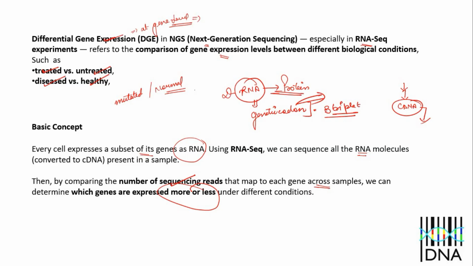In differential gene expression, we target the RNA. First, we isolate the RNA, then we convert this RNA into cDNA, then we perform the sequencing, then NGS. Then we analyze this result with the help of bioinformatic tools. With the help of differential gene expression, we find the comparison between two genes in different conditions, like treated or untreated, disease or healthy, or mutated or normal.